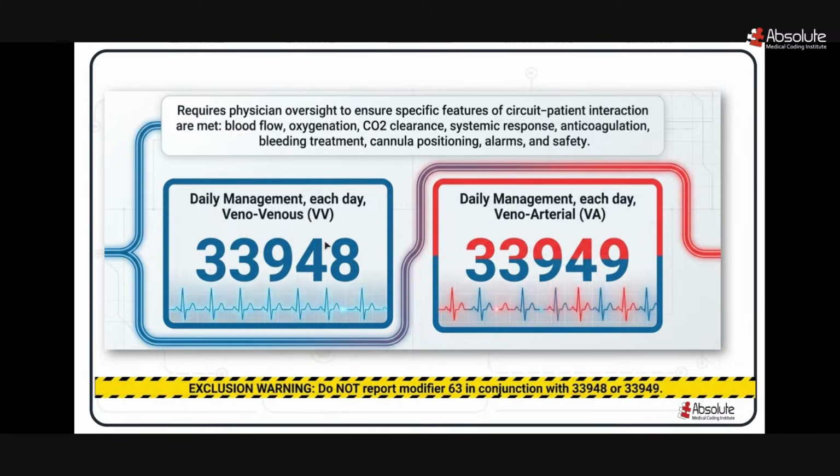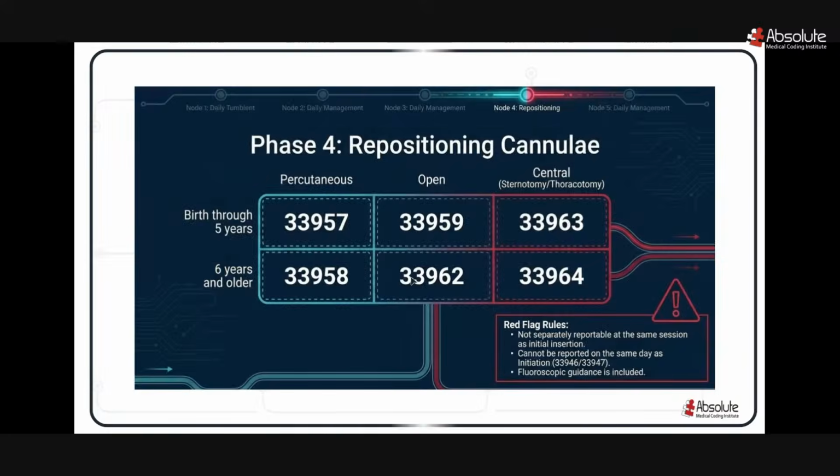And with the management, there is a guideline you have to keep a note of: do not report modifier 63 in conjunction with those management codes. Make sure you note that in your CPT manual. We are moving on to phase 4, which is repositioning of the cannula.